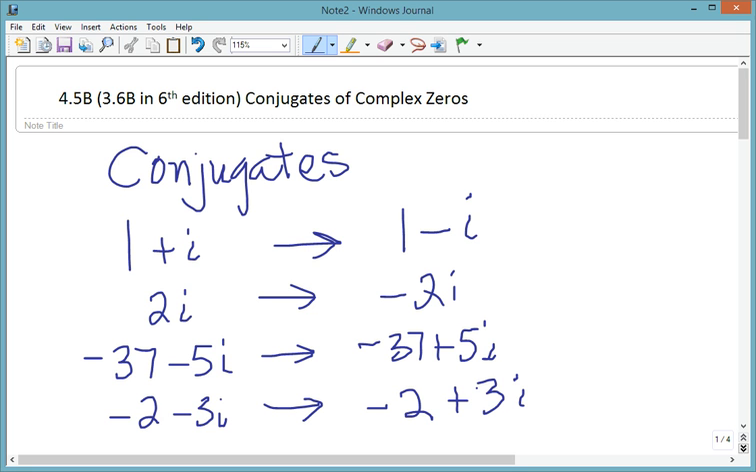It is not changing all the signs. It's not the opposite. And remember how when we multiply these conjugates together, it's the sum and difference. It gives us the difference of squares, right? That's the important thing that we get to here.